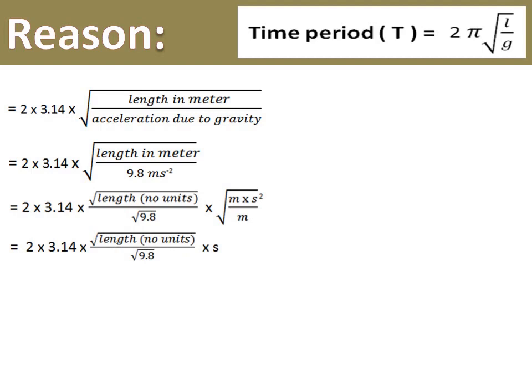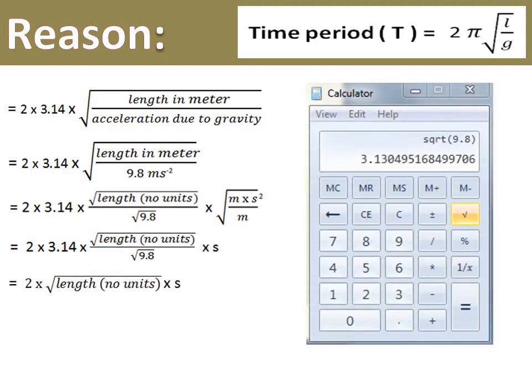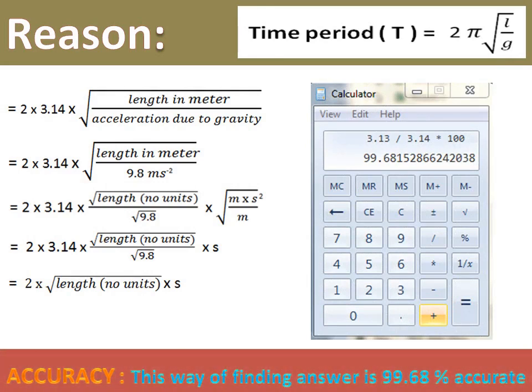Now if you take the root of 0.98, the value is 3.13, which is very close to 3.14. So you can directly cancel it out, and the formula becomes 2 times root of the length with no unit, in seconds. Similarly, when we check the correctness of this answer, it is 3.13 divided by 3.14 into 100, which gives the percentage of accuracy, and it is 99.68% accurate.